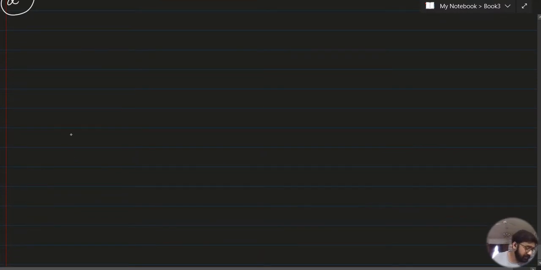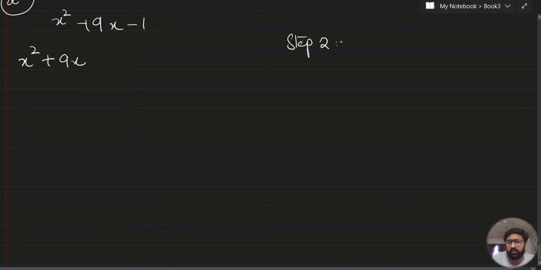So the D part is x square plus 9x minus 1. So if we simplify it again, x square plus 9x. Step number 2, as step number 1 is already done: half of 9 is 9 by 2. So we are going to add and subtract the square of half of 9.